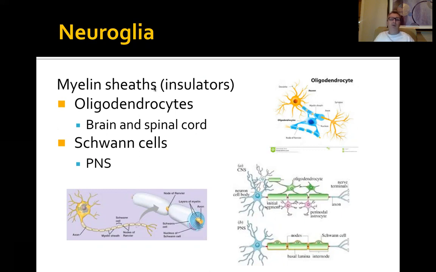So anyway, these are both called glial cells or neuroglia, whichever. You most likely will see the glia or glial cells if you look these up. So these are the two different types.